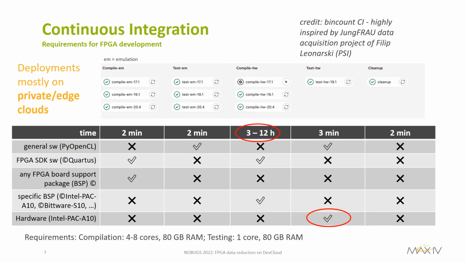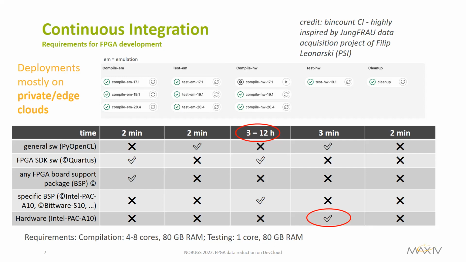I was also looking at what the requirements are when you are developing FPGA software. You need some general software for orchestration of everything, like running the software program. Then you need a development kit. In my case, it's Quartus, which you need when you are compiling for emulation or for hardware.